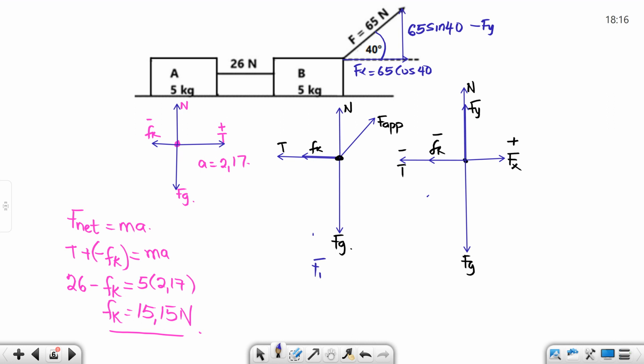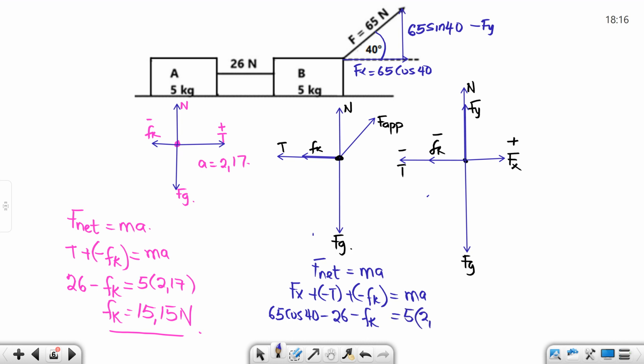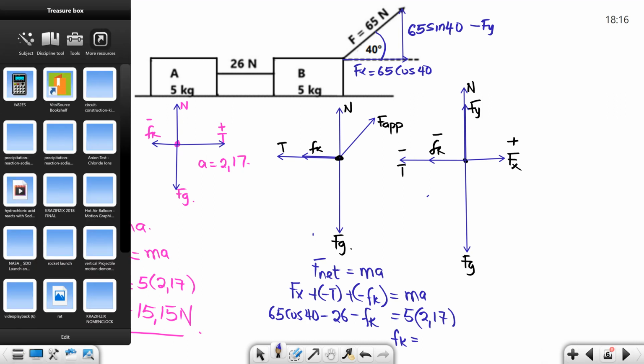So what do we have here? F net equals to MA. Which forces do we have? Fx plus negative tension plus negative friction equals to what? MA. The rest is just maths. Do we have Fx? We did that a while ago. 65 cos 40. What's my tension? 26. Minus friction. What is the mass? It is 5. And what is acceleration? 2,17. And we're done. Calculator. Let's run.